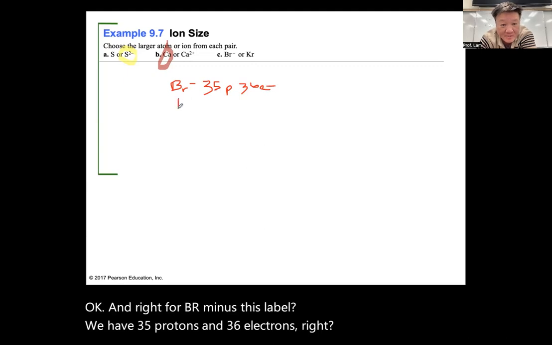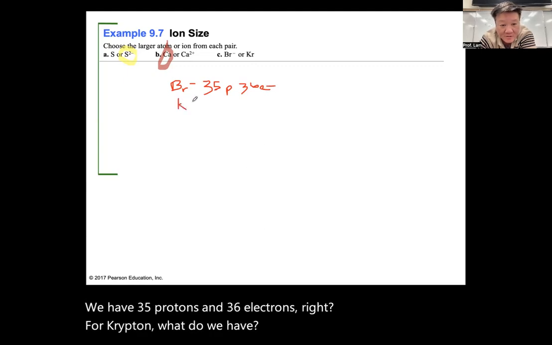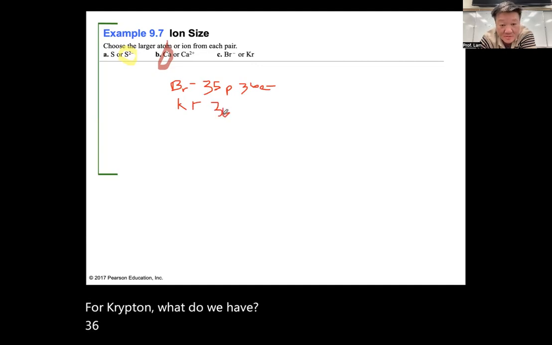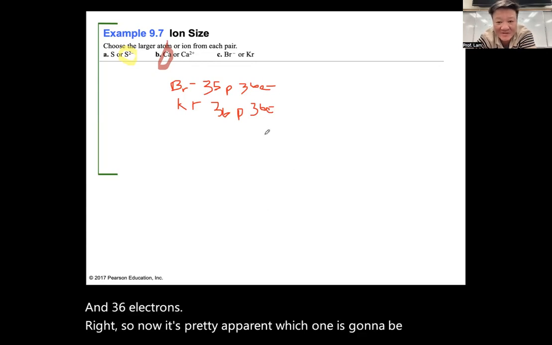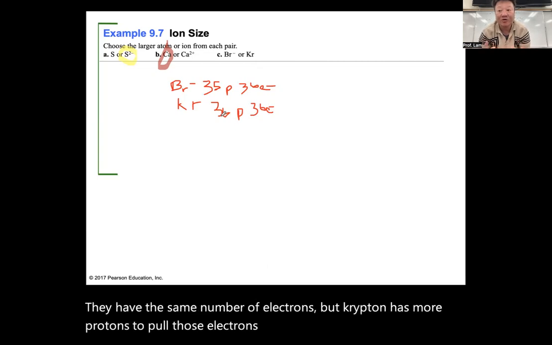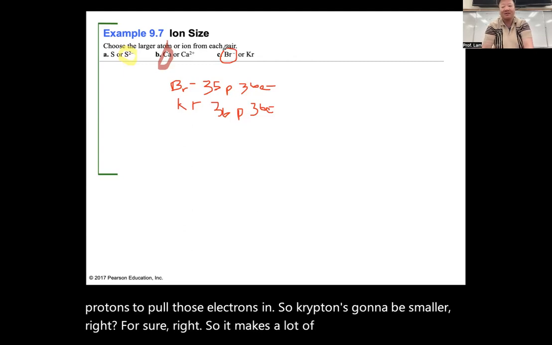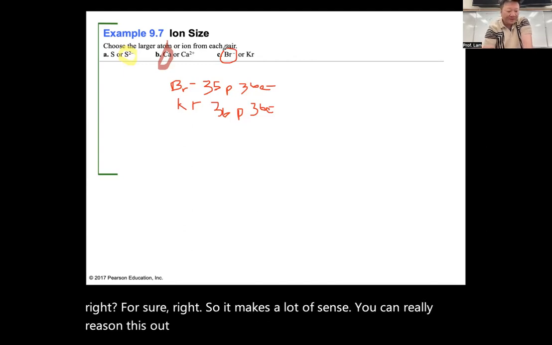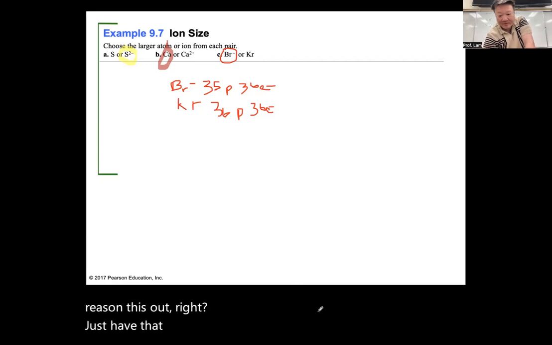For krypton, what do we have? 36 protons and 36 electrons, right? So now it's pretty apparent which one is going to be larger. They have the same number of electrons, but krypton has more protons to pull those electrons in. So krypton's going to be smaller, right? For sure, right? So it makes a lot of sense. You can really reason this out, right? Just have that periodic table in front of you.